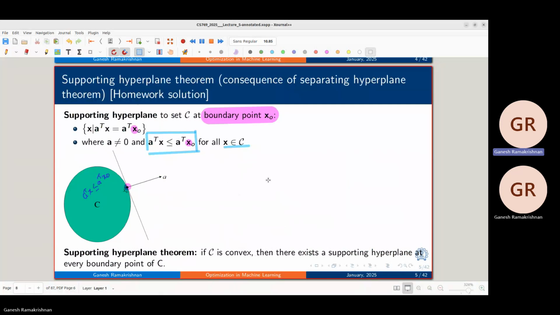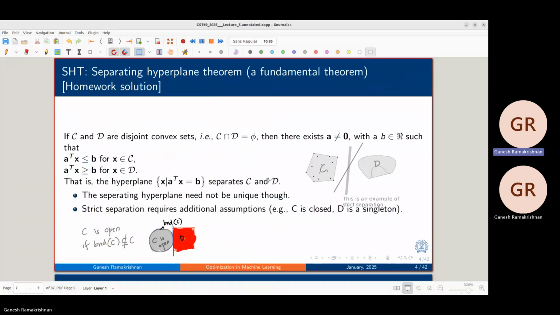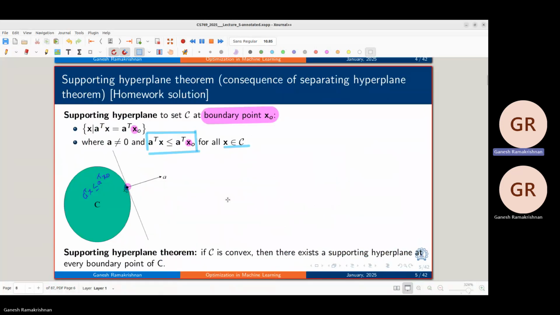I hope you have done your homework. Do you need it to be interior of C? Because all we are expecting in separating hyperplane is a greater than or equal to, less than or equal to, right? Go back to this: A transpose x less than or equal to B or A transpose x greater than or equal to B for C and D respectively. You see this? So there's no strict separation, right? Inequality can exist. So can't we have the separating hyperplane between x naught and C be the supporting hyperplane at x naught?